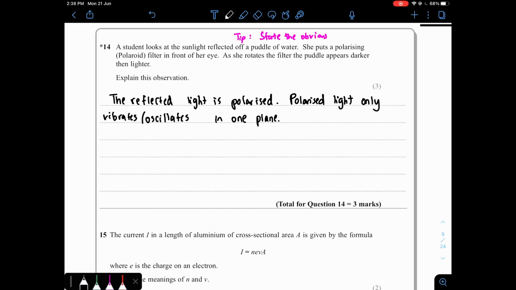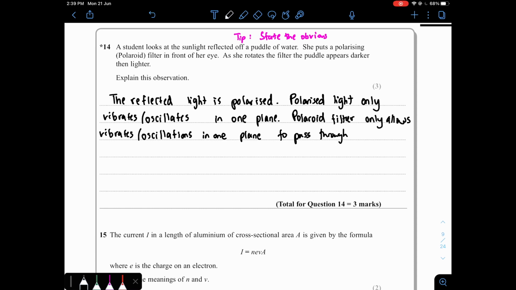Now we have to talk about the Polaroid filter. What does the Polaroid filter do? The Polaroid filter only allows oscillations or vibrations in one plane to pass through. This is enough to get you the 3 marks.